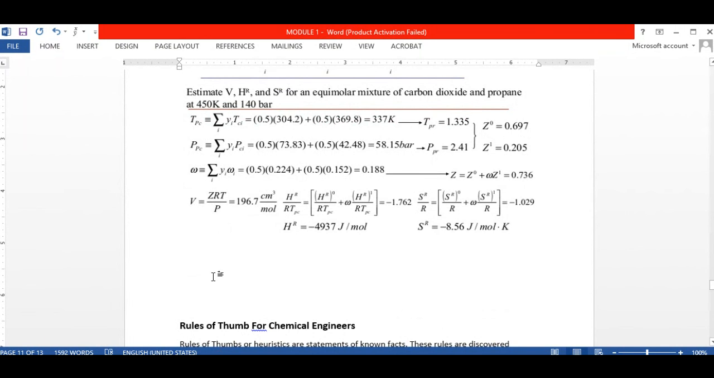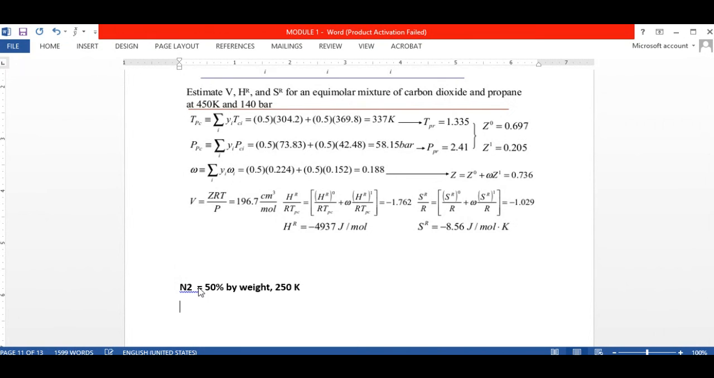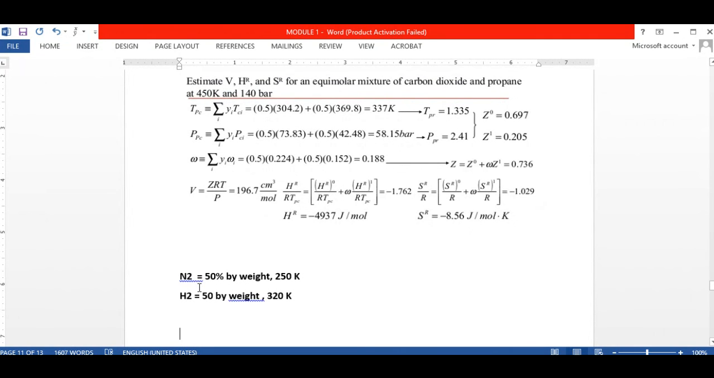For example, let's say I have nitrogen, 50% by weight, and the temperature is, let's say, 250 Kelvin. And we have hydrogen, also 50% by weight, and the temperature is 320 Kelvin. We mix them together. So what should be the temperature of the mixture?